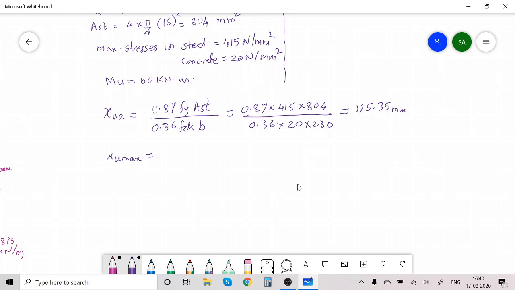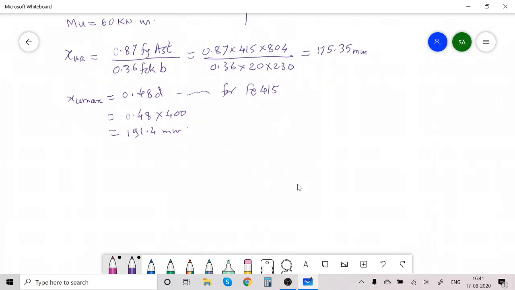Then let us find XU max or XU limit. Now for the grade of steel Fe415, XU max is 0.48D. This is for Fe415 grade steel. So 0.48 into D, D is 400. So this is equal to 191.4 mm.